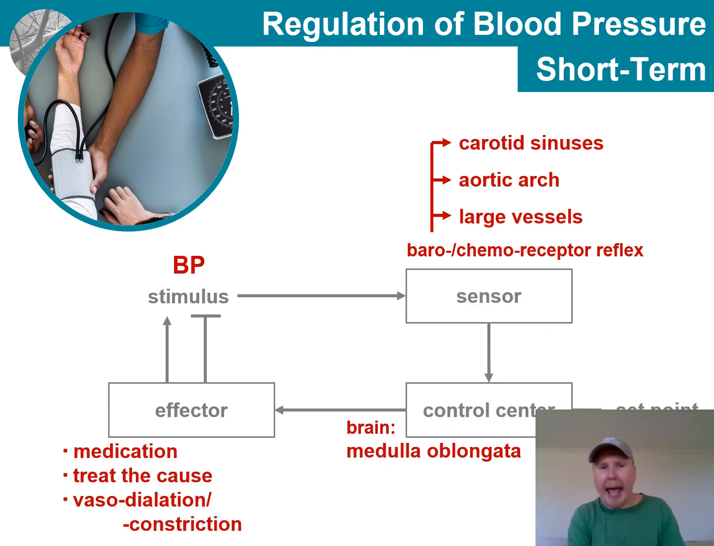So how do we act on the blood pressure? Well, we can do medication, treat the cause, or utilize vasodilation or constriction. And I should also add, although not included in this figure, the role of hormones. For example, epi and norepinephrine, ADH, and angiotensin II. So this was a brief summary of our short-term regulation of the blood pressure.